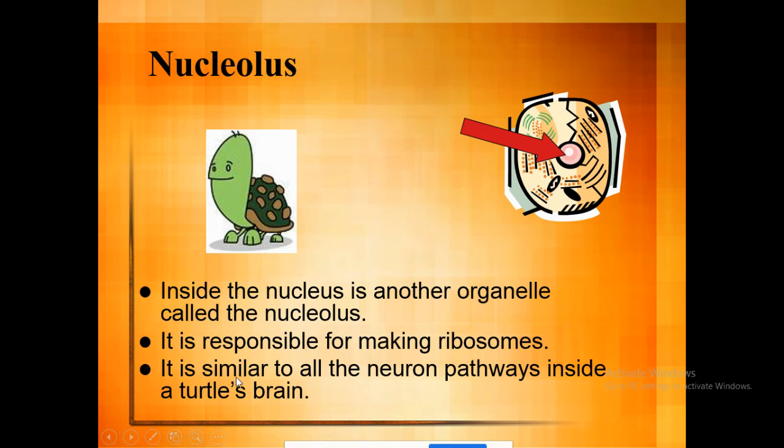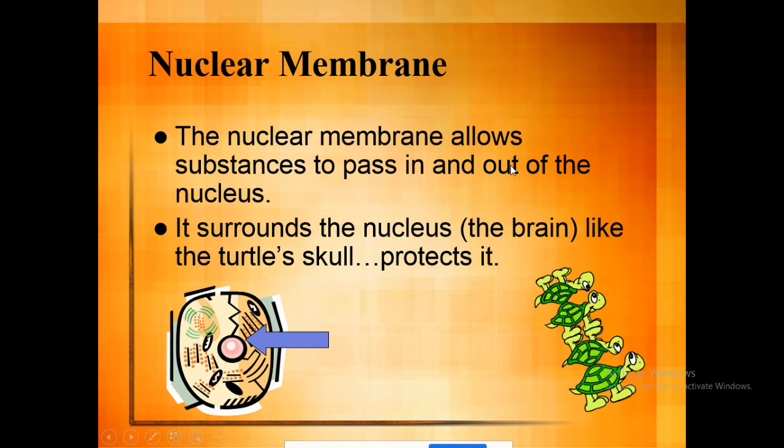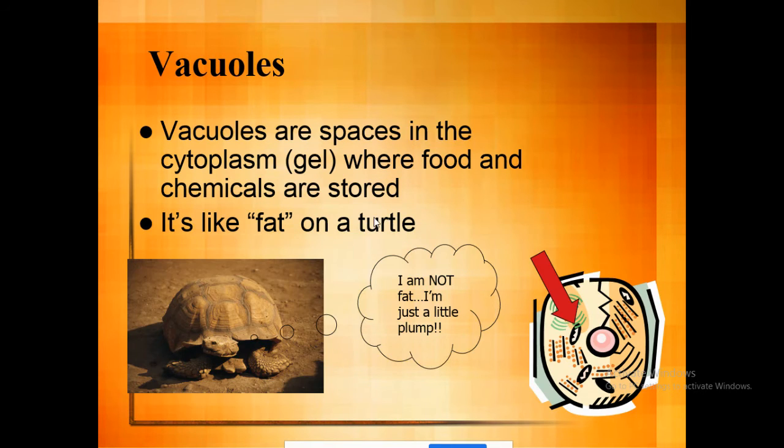Coming to the nucleolus, inside the nucleus is another organelle called the nucleolus. It is responsible for making the ribosomes. Chromosomes which are contained in the nucleus are made up of genes and of course DNA. It decides the cell traits and the other activities, for example heart cell, eye cell, such as color. Nuclear membrane allows the substances to pass in and out of the nucleus because it has certain pores in it.